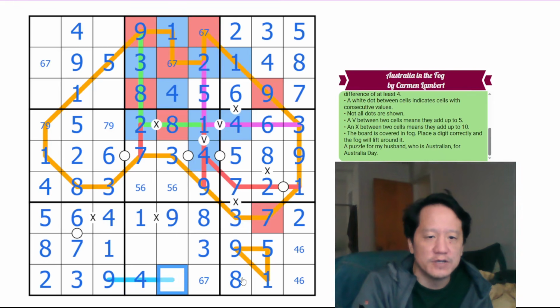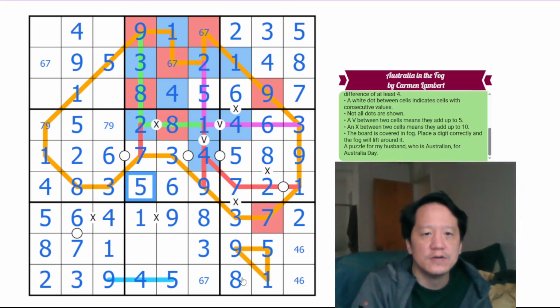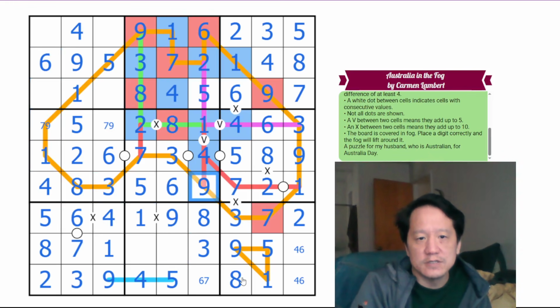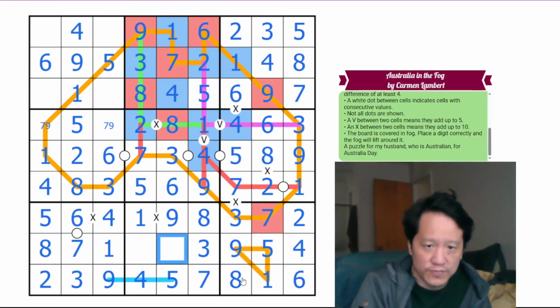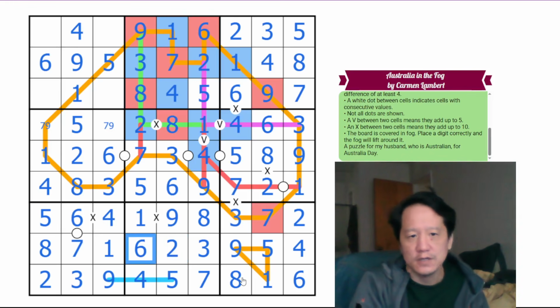So 4 has to be here, 5 has to be here, which eliminates 5 here, so it's 6, which eliminates 6 here, so it's 5. 6 eliminates 6 here, so it's 7, which makes that 6. 7 eliminates 7 here, so it's 6. So remaining digits, 6 eliminates 6 here, so it's 7. 4 eliminates 4 here, so it's 6 and 4. We have just 2 and 6 remaining here. So this is 2 and that's 6.